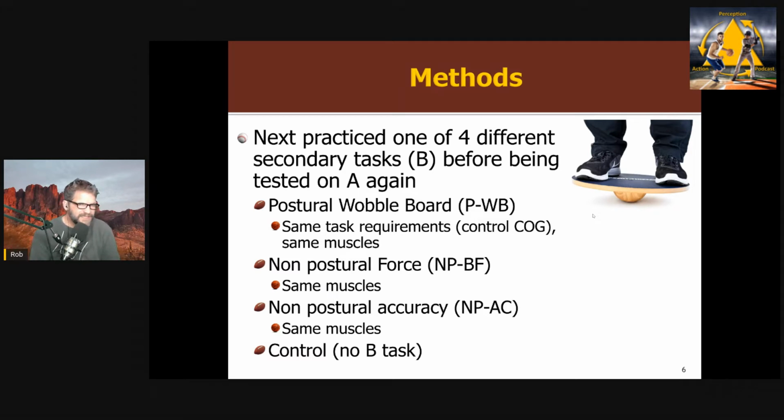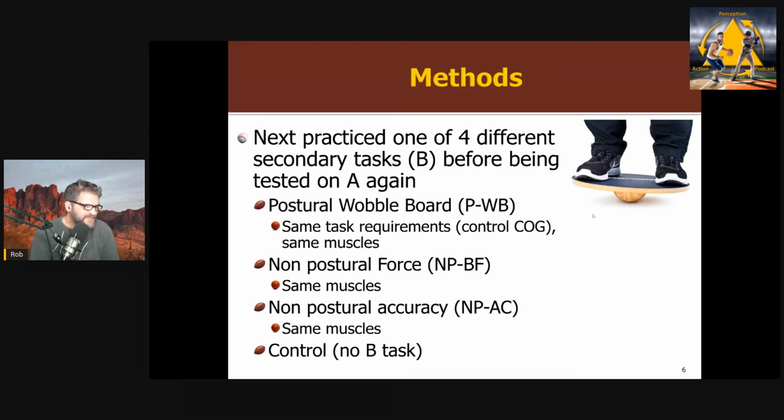The other 2 tasks they did, what they wanted to do was have the same muscles involved, but basically just different task requirements. So you're using them in different ways. So one of them they used was a force production task. So basically, you were pushing against something with your legs and trying to generate a ballistic force, right? So you're using the exact same muscles. Again, they measured EMG to show this, but obviously you're not using the muscles to control your center of gravity.